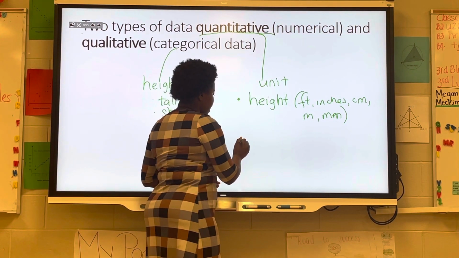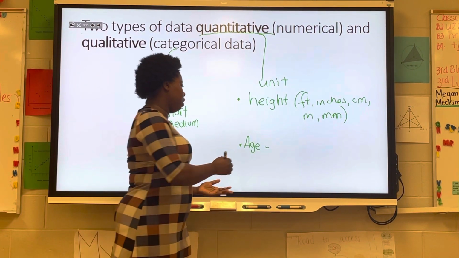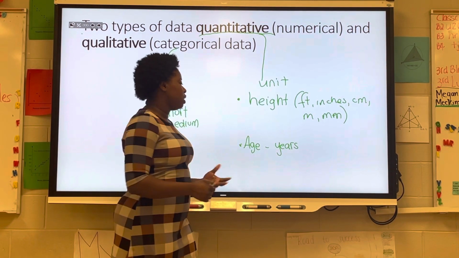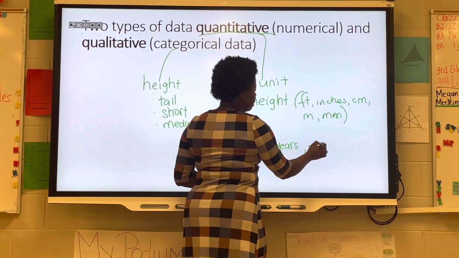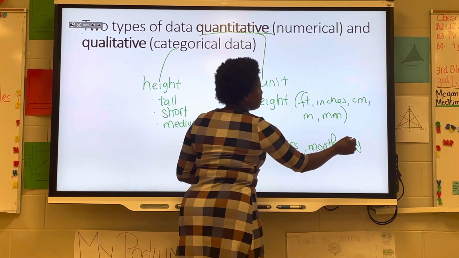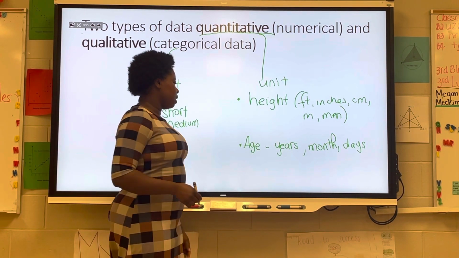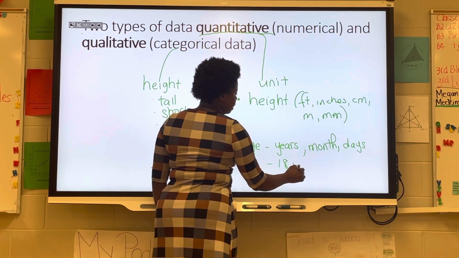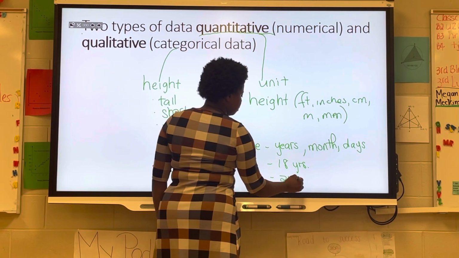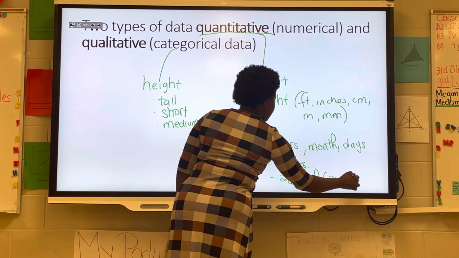Another one is age. And age has a unit. The unit for age can be you giving me your age in years, in months, or in days. All right? And so these are considered to be units of age. So if you say you're 18, you're 18 years old. If the baby is 24 months, you say the baby is 24 months old. Or some people would say 2 years, depending on where you live. All right?